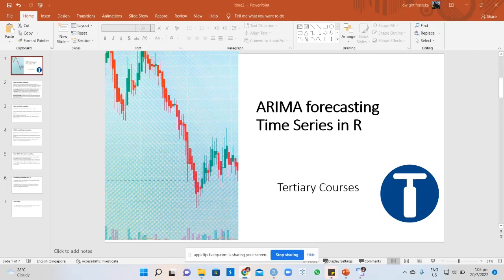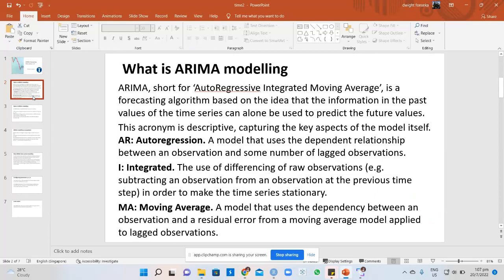For today's lesson, we will proceed with ARIMA forecasting in R. Now, firstly, we need to understand what ARIMA is. ARIMA is short for Autoregressive Integrated Moving Average. It is basically a forecasting algorithm that uses the historical patterns in the past to predict future values. As you can see, there are three major components of this algorithm: autoregression, integrated, and moving average. These are the three essential components coming together to produce the forecasting capabilities of the model.